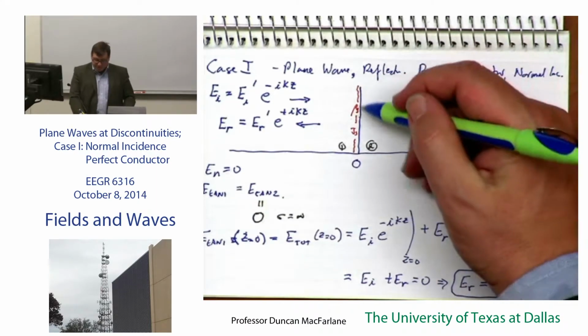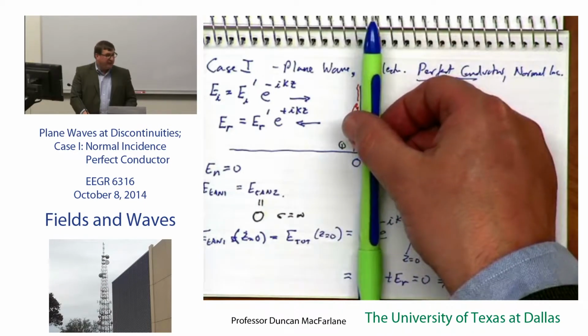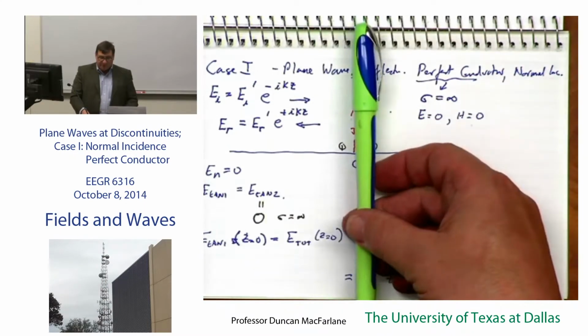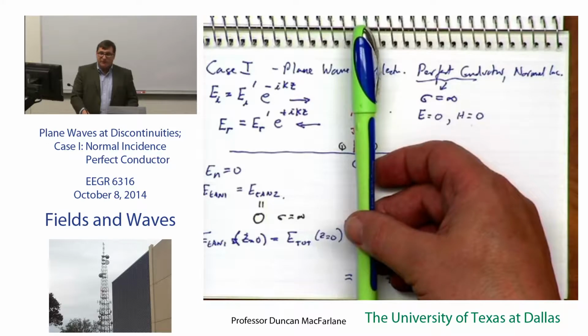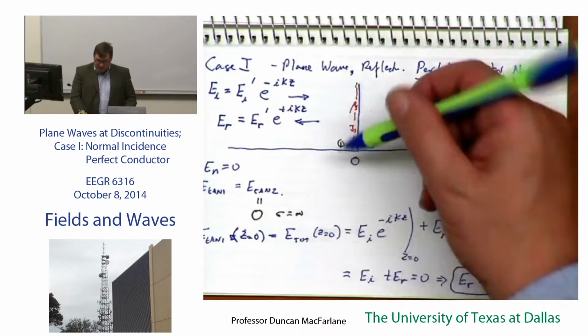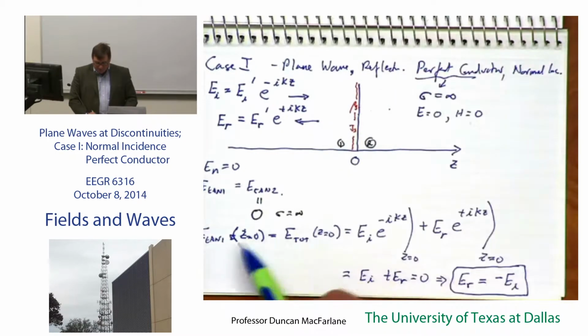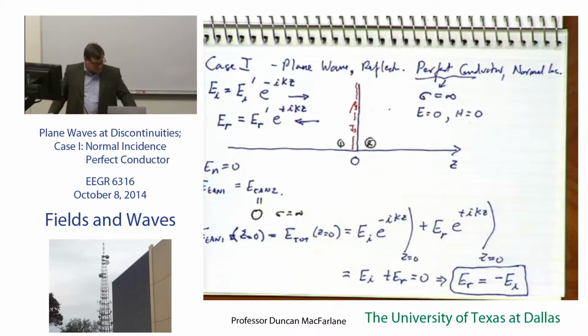And what that implies is that E reflected is equal to minus E incident. So whenever the electric field is pointing in the x direction on incident, the reflected wave points in the minus x direction. Okay? So the fields add up together linearly to cancel each other out to match up with the boundary conditions.